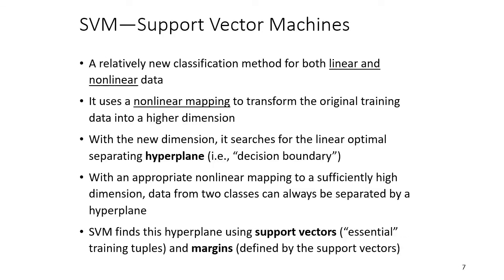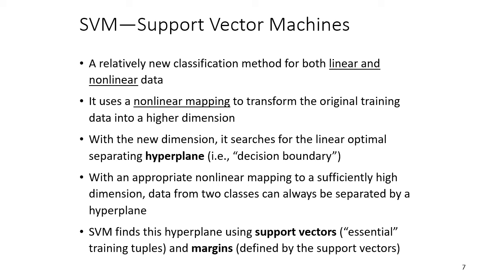Now we are going to talk about the support vector machine. Support vector machine is a relatively new classification method for both linear and non-linear data. It uses a non-linear mapping to transform the original training data into a higher dimension, and in the new dimension it searches for a linear optimal separating hyperplane, or the decision boundary.